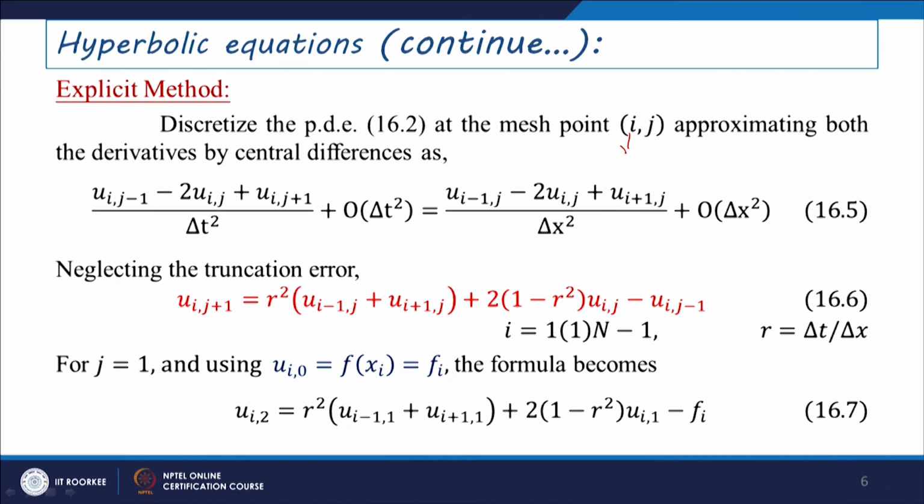So, for this explicit method, if you just discretize this partial differential equation at the mesh point (i, j), suppose i is the space coordinate and j is the time coordinate, then we can write this as (u_i,j-1 - 2u_ij + u_i,j+1)/Δt² + order of Δt². This equals (u_i-1,j - 2u_ij + u_i+1,j)/Δx² + order of Δx².